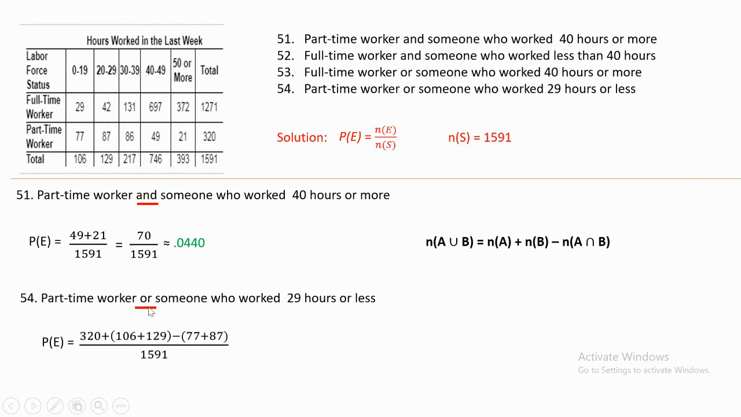We can do it that way. So we have 320 plus 29 and 42, which is going to give us the answer. But doing it this way will be 320 plus 106, because it says or, 106 and 129 minus 77 over 87, which would be the same thing as what I said right now. It's going to be 320 plus 29 plus 42.